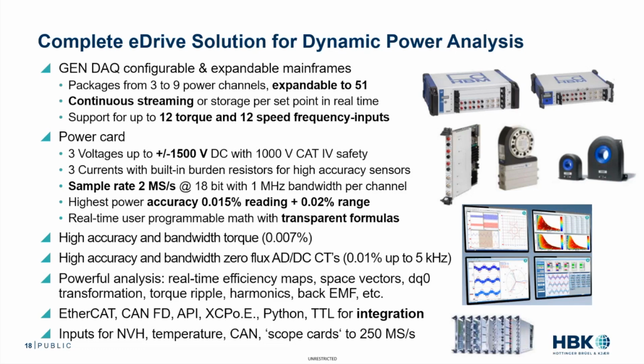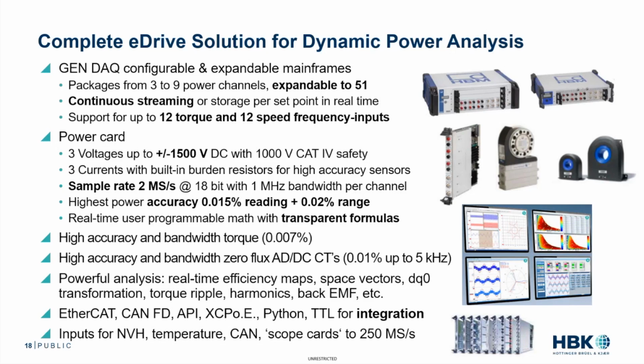You get a high power accuracy of 0.015% on the reading and 0.02% on the range. And the nice thing here too is that you have many formulas that are supplied right off the shelf for things like space vector, DQ0 transformation, and of course all the usual RMS calculations. But you can add your own custom programmable math, and all the formulas, the ones that are provided and the ones that you create, are all transparent and easily editable.